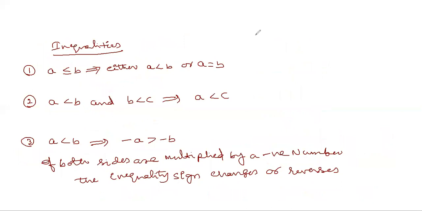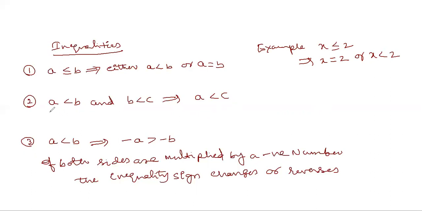The inequalities. You see the inequalities, it means A is less than or equal to B. What is the meaning of A is less than or equal to B? That means either A is less than B or A is equal to B. Let us take an example. Here x is less than or equal to 2. What is the meaning of x is less than or equal to 2? That means either x equal to 2 or x is less than 2.